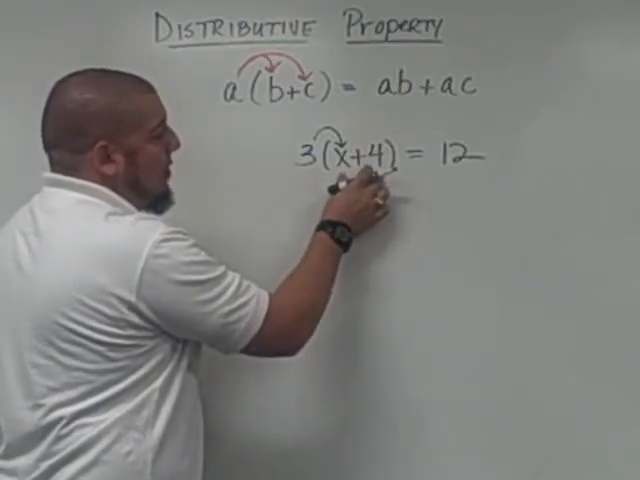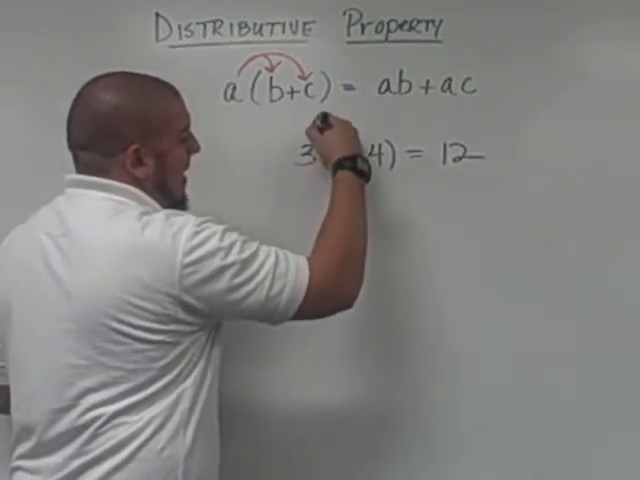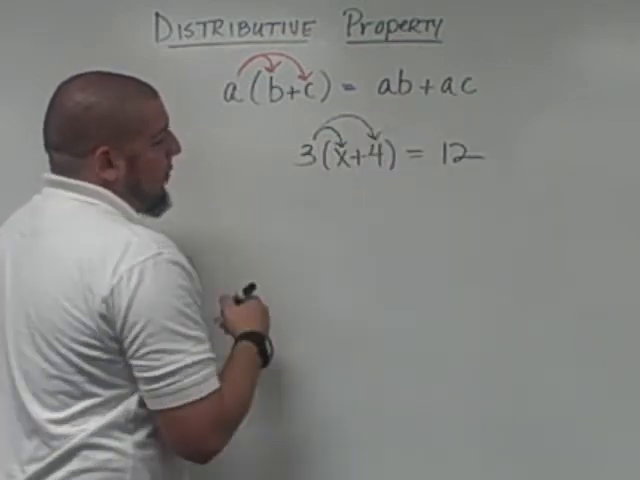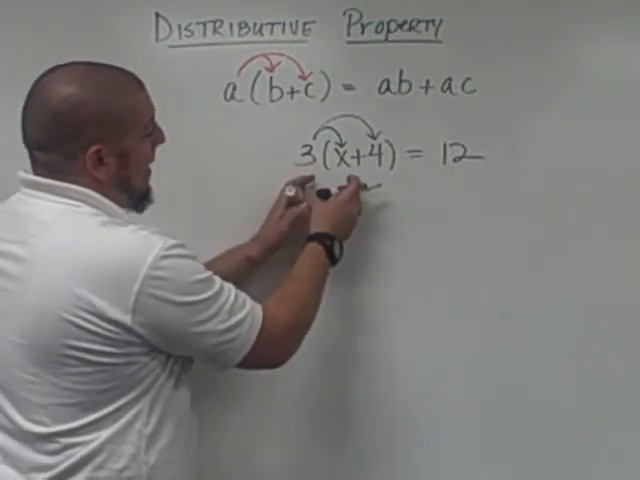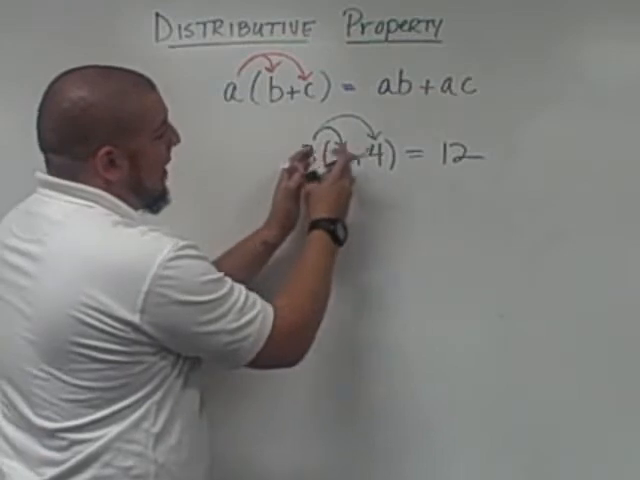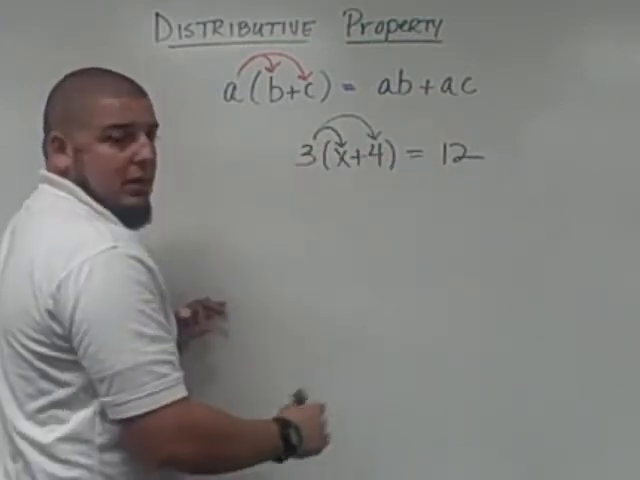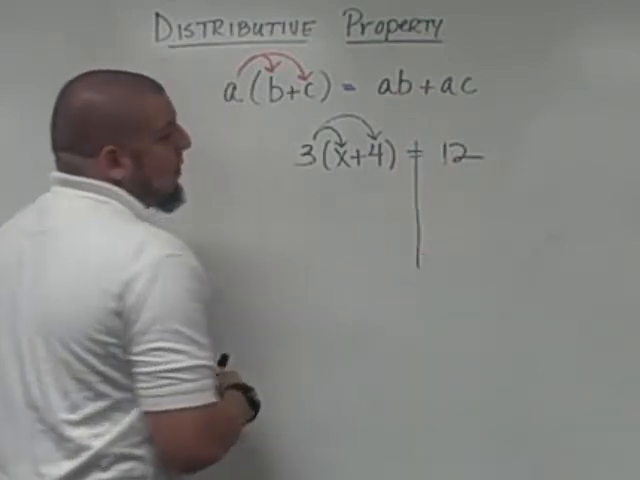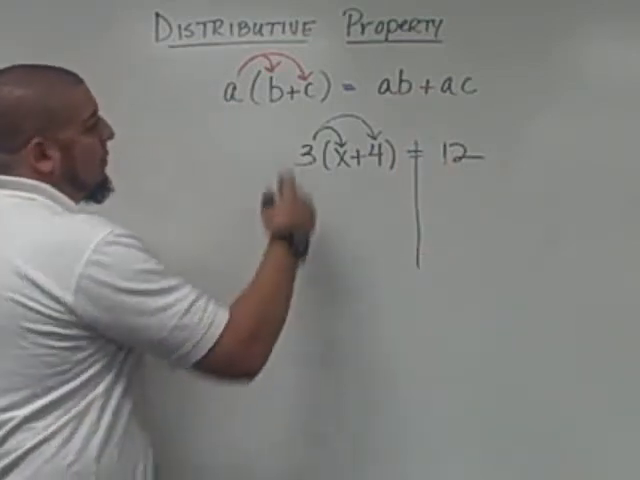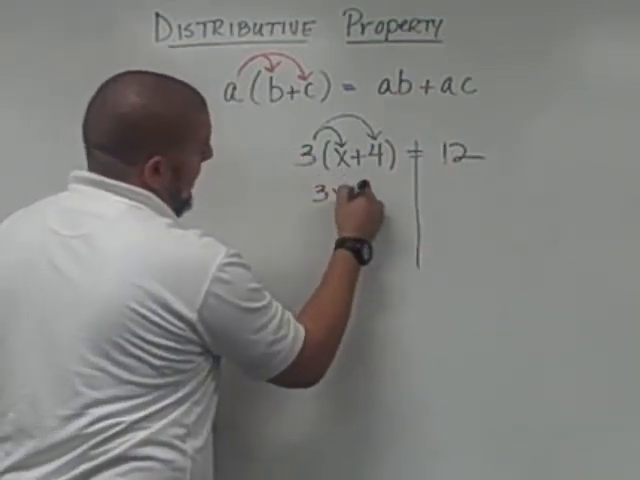And so what I would have to do is get rid of the parentheses, multiply 3 times x and 3 times 4. I only multiply the number touching the parentheses times the stuff inside the parentheses. I'm not going to take this 3 to the 12. Besides that, it's already on the other side of the river. We don't have to worry about it. Okay, so 3 times x is 3x.